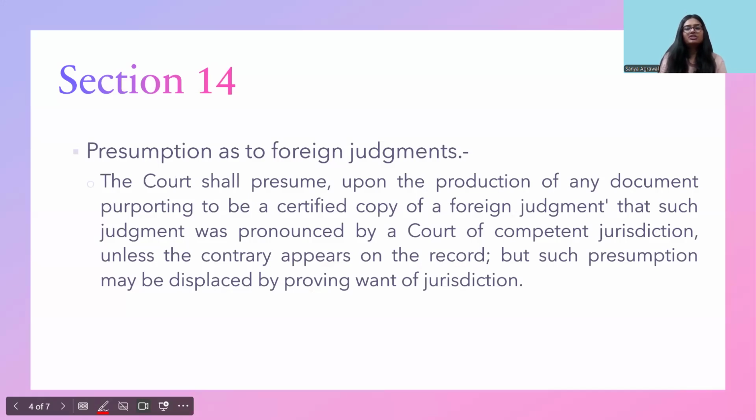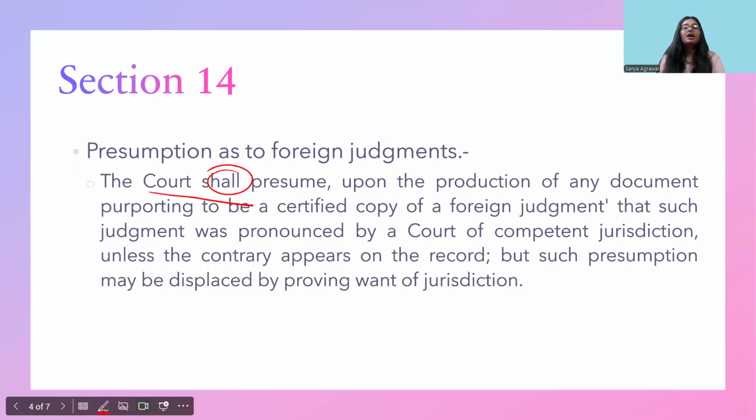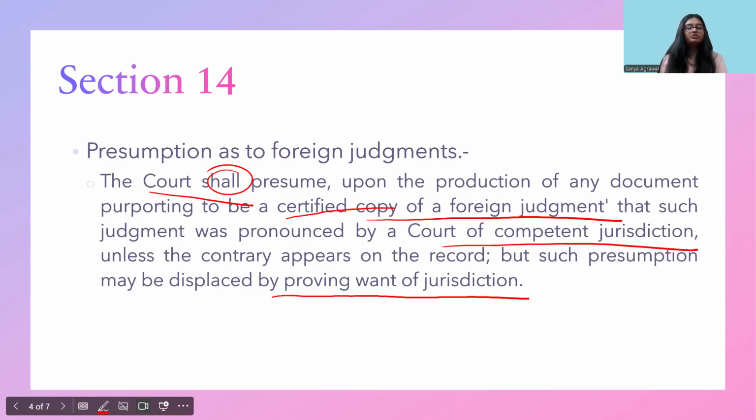Moving to Section 14. Section 14 basically talks about presumption, again in respect of private international law. The court shall presume, it is a mandate on the court, upon the production of any document purporting to be a certified copy of a foreign judgment, that such judgment was pronounced by a court of competent jurisdiction, unless the contrary appears on the record. But such presumption may be displaced by proving want of jurisdiction. That means the presumption will be towards the validity of the foreign judgment if a certified copy is provided by the party to the court.